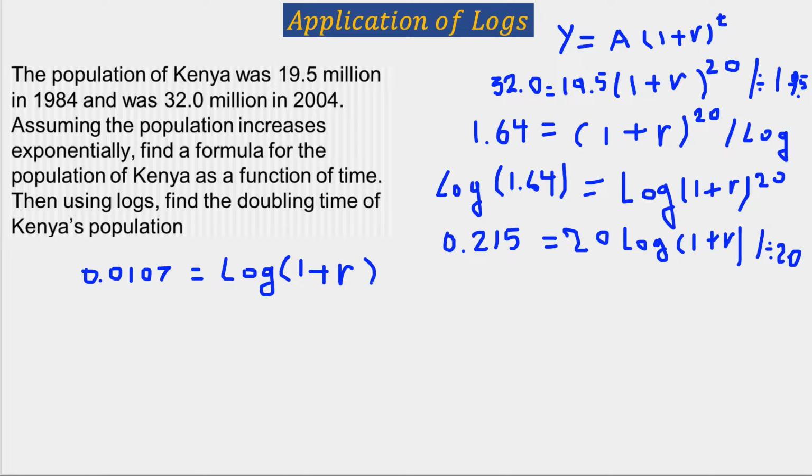Now I'm going to convert this equation into exponential form, with base 10. So 1 plus r is going to be equal to 10 to the exponent 0.0107. And now from here I'm trying to find out what r is going to be.